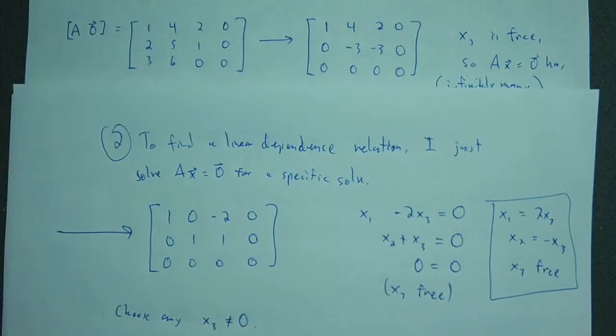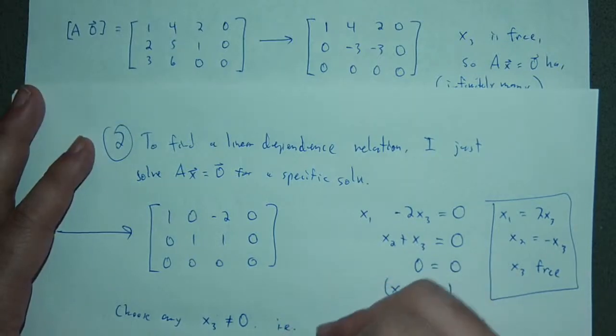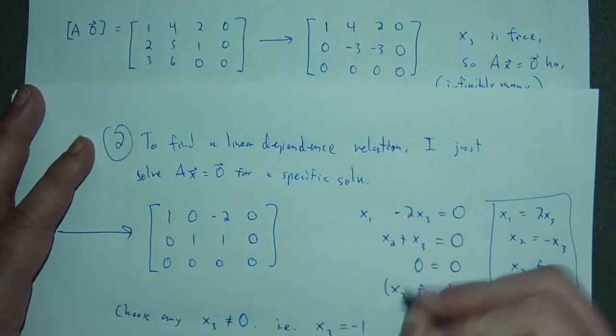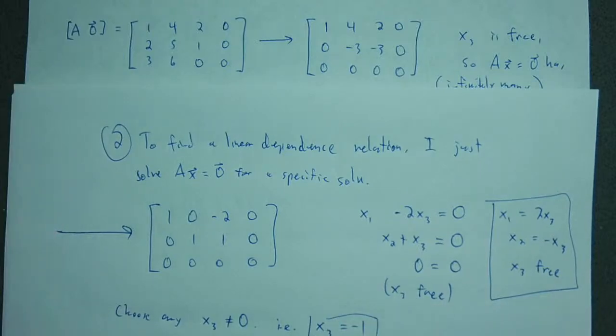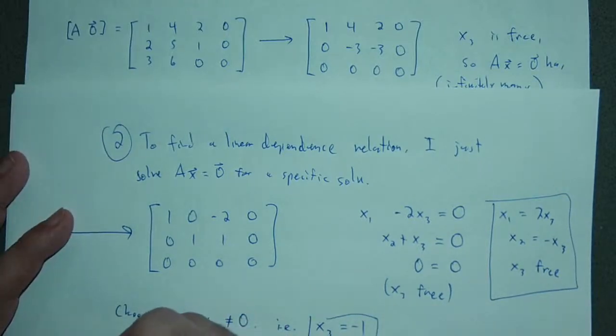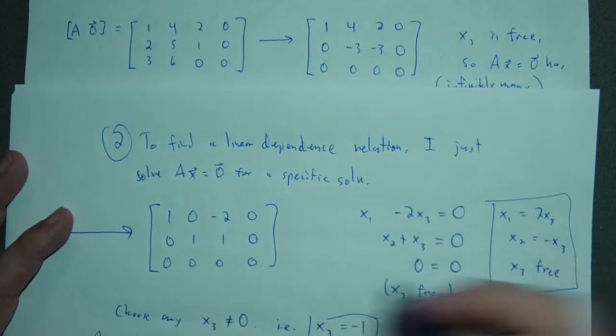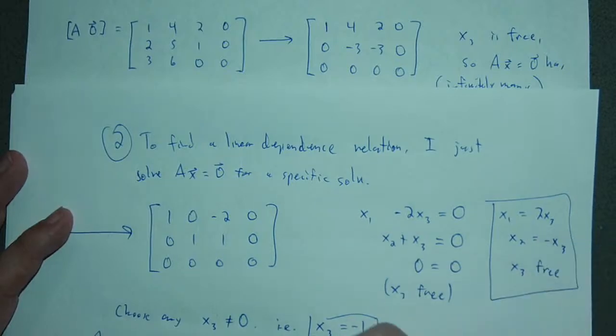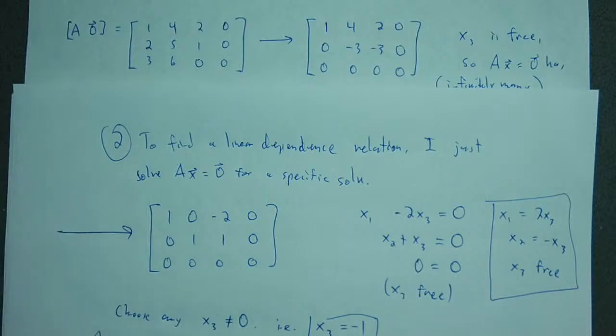If I choose x sub 3 to be 0, unfortunately all of my weights would be 0, and that would be a trivial solution. So I want to choose any x sub 3 that's non-0, i.e. x sub 3 is equal to minus 1. I didn't have to pick that. But if I let x sub 3 be equal to minus 1, then a solution is x, which is 2 times minus 1, so it's minus 2, 1, and minus 1, right?